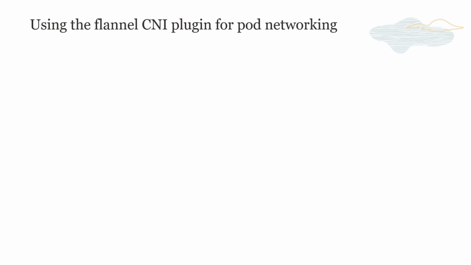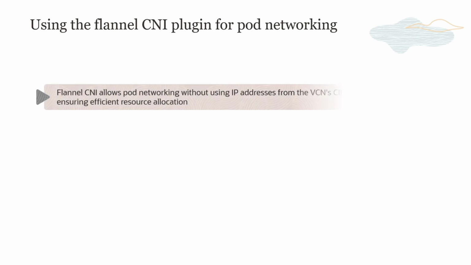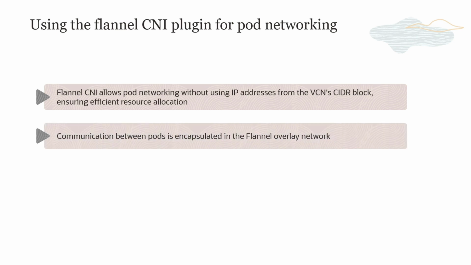Let's take a close look at Flannel CNI plugin for pod networking. One of its standout features is that it allows pod networking without utilizing IP addresses from the VCN's CIDR block. This decoupling ensures more efficient resource allocation. The magic happens within the Flannel overlay network, a simple yet powerful private overlay virtual network. It adheres perfectly to the requirements of the Kubernetes networking model by attaching IP addresses to containers.